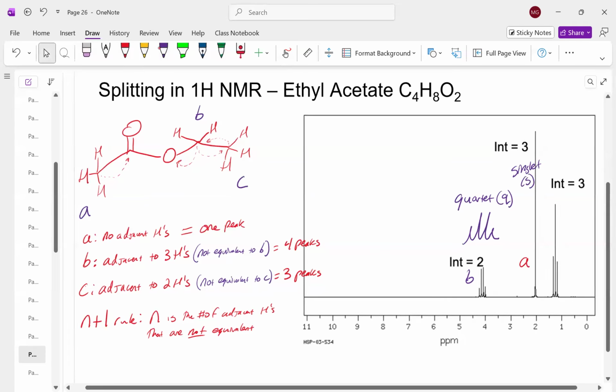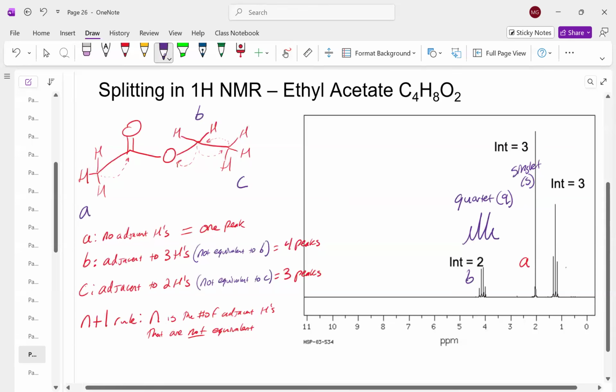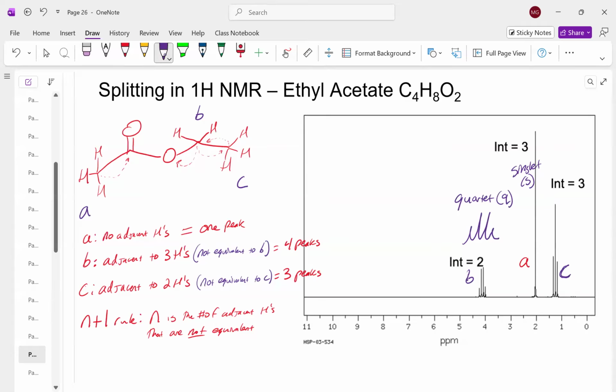And then the last one here, by process of elimination. What's the farthest away from all this stuff? Just a regular hydrogen on an sp3 carbon that's going to start around 1 or so. And that's our C hydrogens. And notice it's split into 3 peaks. I'll draw it a little bit expanded here. And we call this a triplet. Use the lowercase t for that.